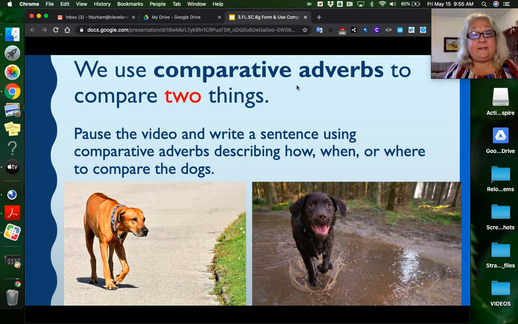We use comparative adverbs to compare two things. Pause the video and write a sentence using comparative adverbs describing how, when, or where to compare these dogs.